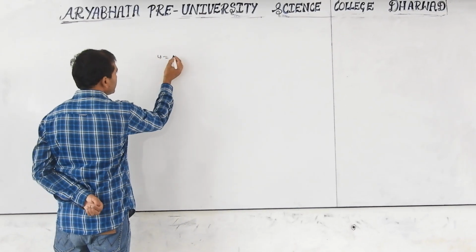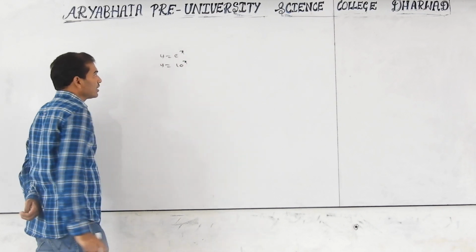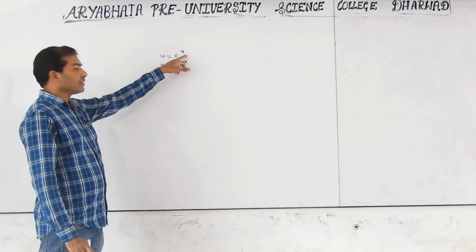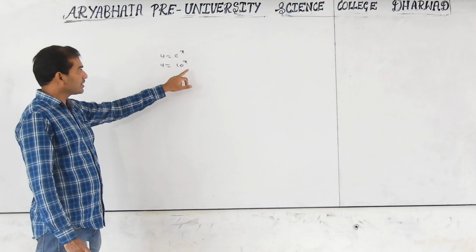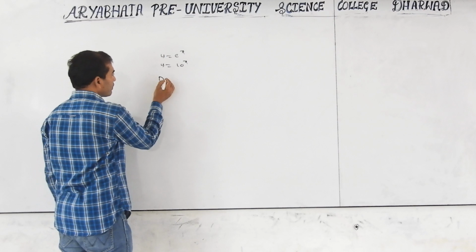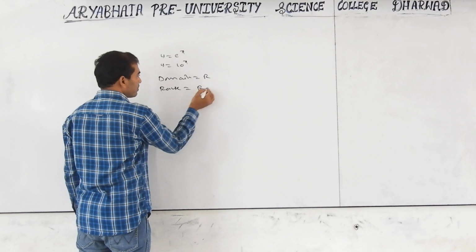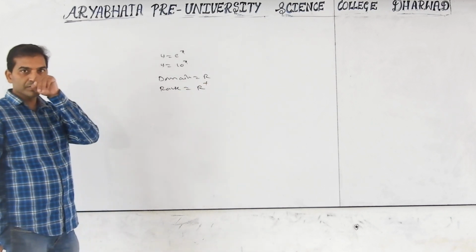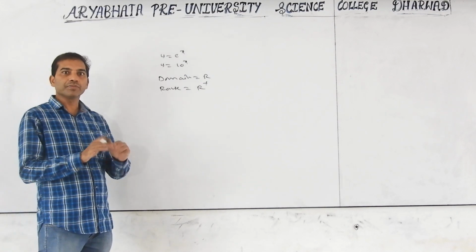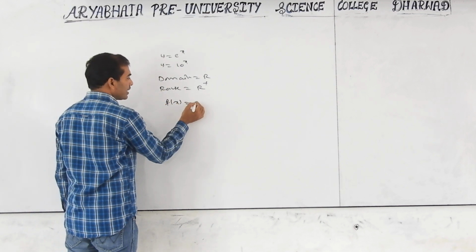So y is equal to e power x, y is equal to 10 power x. Those both are exponential functions. e power x is called the natural exponential function, and 10 power x is called the common exponential function. What is the domain of an exponential function? Domain is real numbers, range is positive real numbers. Understood? Range means output, domain is input. Like this, y, nothing but f of x, is equal to e power x.